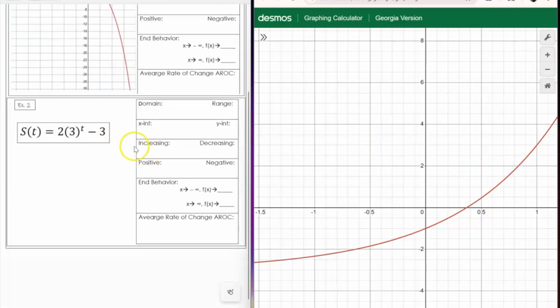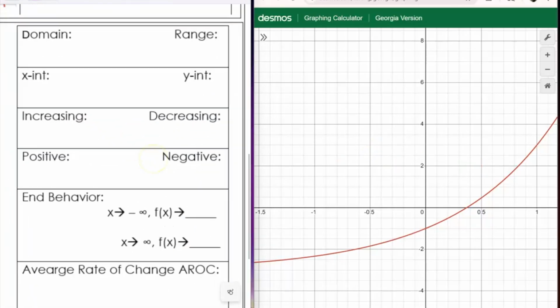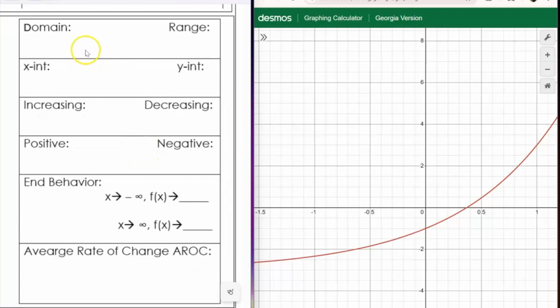Now I'm going to go through all the characteristics that we've previously talked about. So if you find that I'm going too fast, please just go to the previous video where I take my time. Here, I'm just doing a quick review. So your domain is your x-axis, left to right. My range is my y-axis, from the bottom to the top.